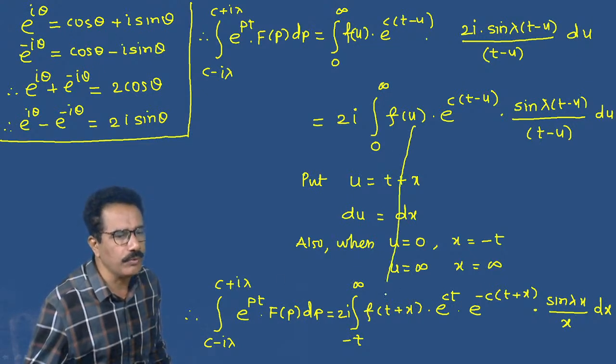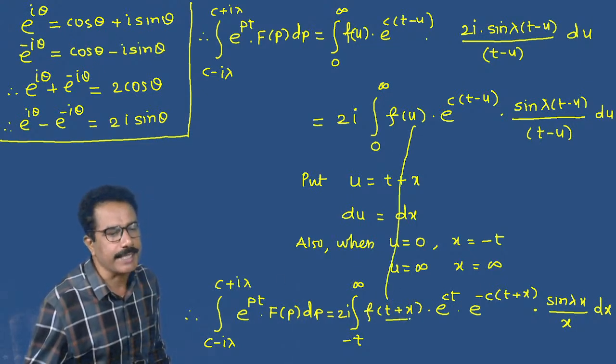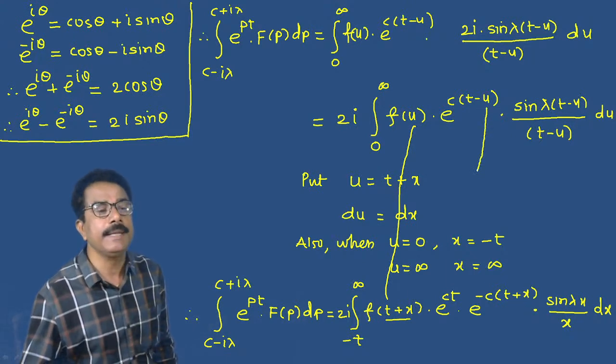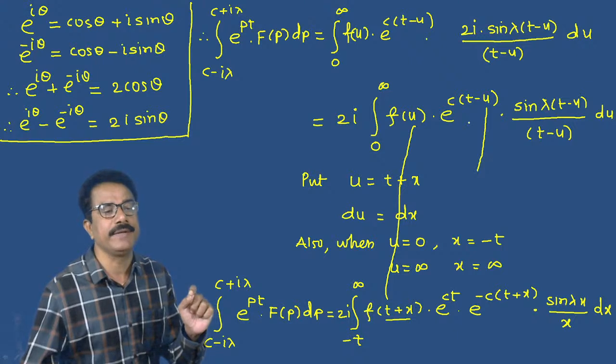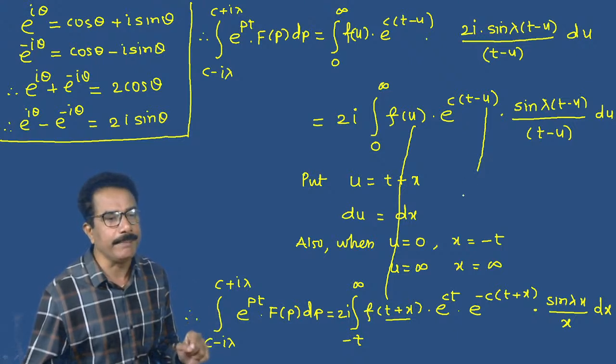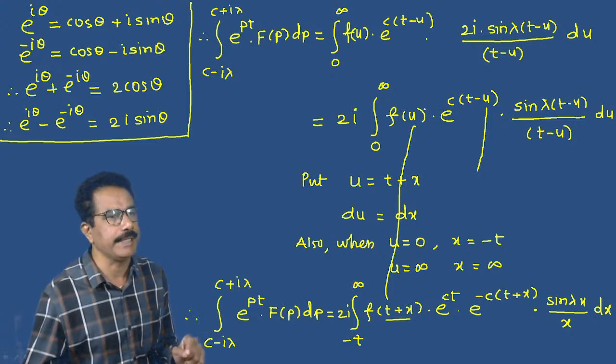In place of u, we have to put t plus x. Plus t minus t will get cancelled. So it will be c into e raised to ct here.